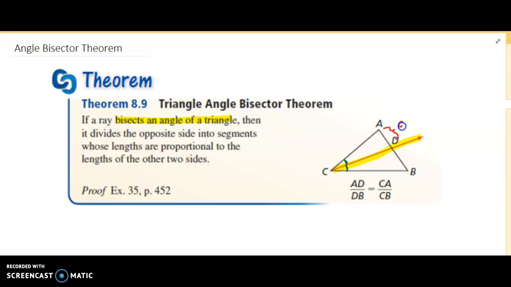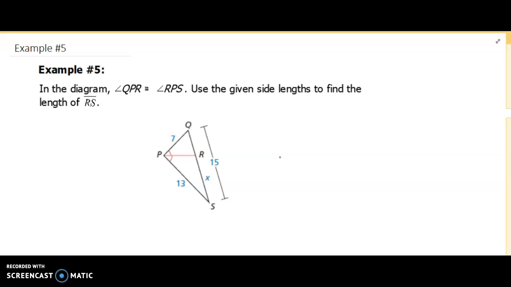So I'm just going to say this is A, this is B, this is C, and this is D. If I know we have an angle bisector, then I can say A is to B as C is to D. It cuts it proportionally. All right, let's look at example 5.